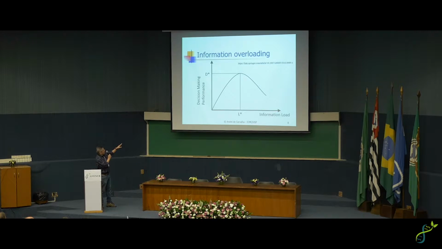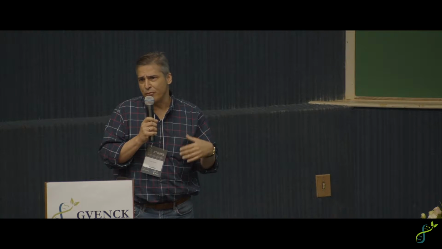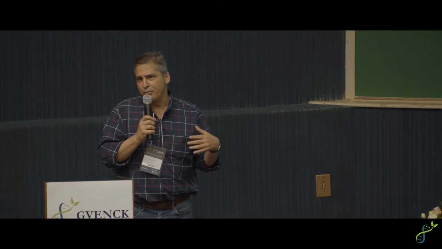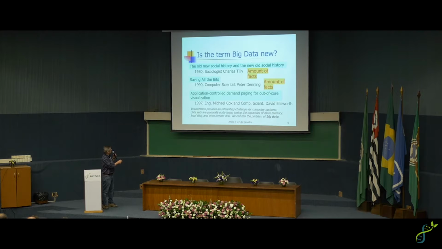This is a graph which shows how too much information, instead of being good, is bad for our decision-making process. There is a point where, if you have more information, instead of increasing understanding, it decreases understanding and harms our decision-making. So this is what's behind the idea of big data.